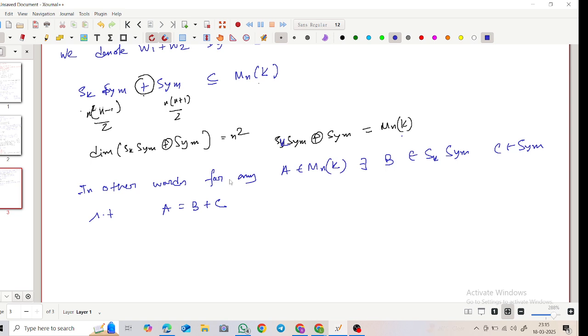Can you tell me what are this B and C? This is class 12 level. A plus A transpose by 2 plus A minus A transpose divided by 2.